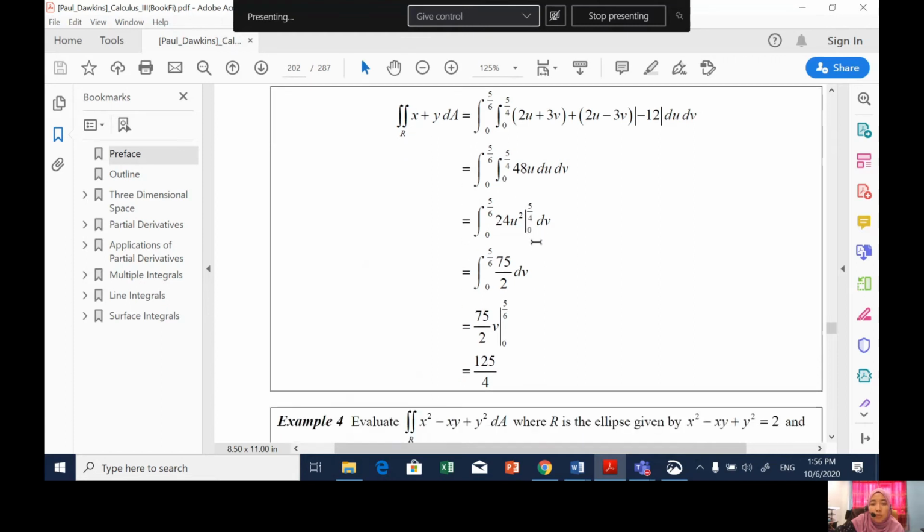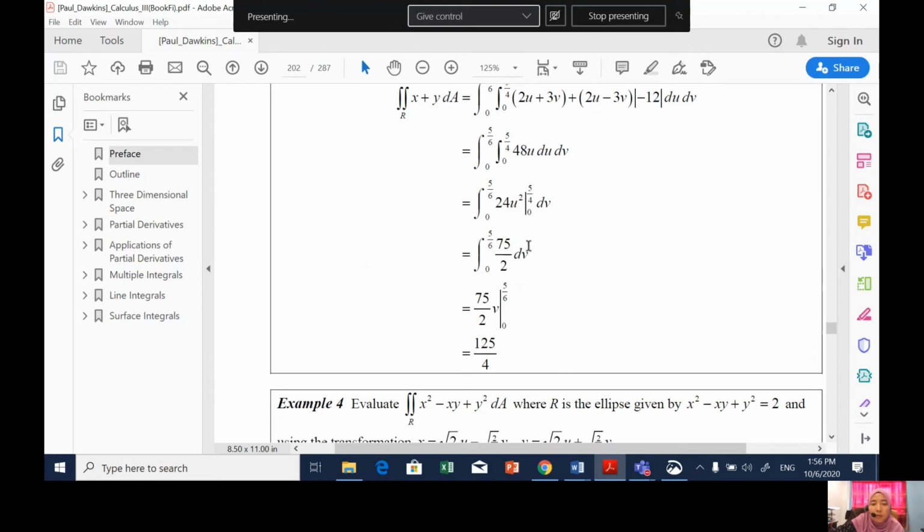Okay, and then substitute the value when u is equal to 5 over 4 and u is equal to 0. Okay, so you can use your calculator, we will get this part. And then we do the integration, the last part with respect to the v variable. Then we have this v. And then substitute when v equal to 5 over 6 and when v is equal to 0. Simplify, and this is the simplest form that we get, which is 1 to 5 over 4.